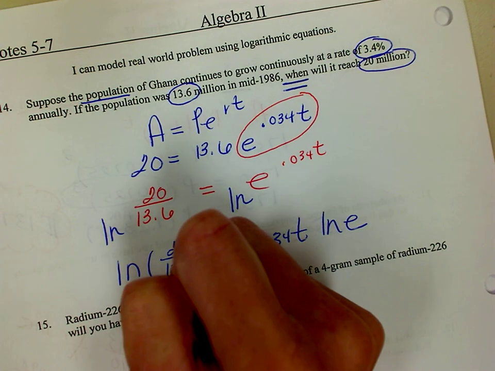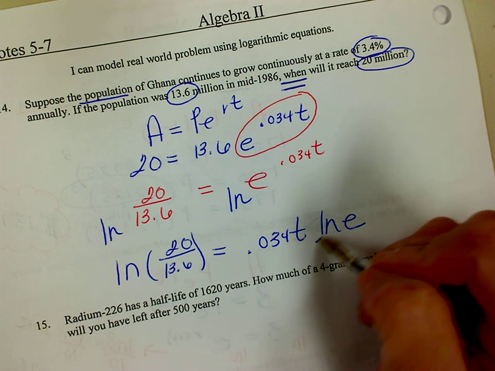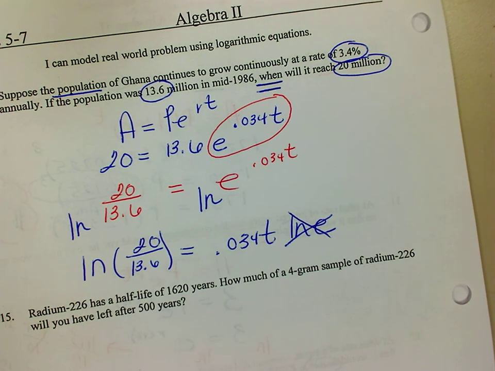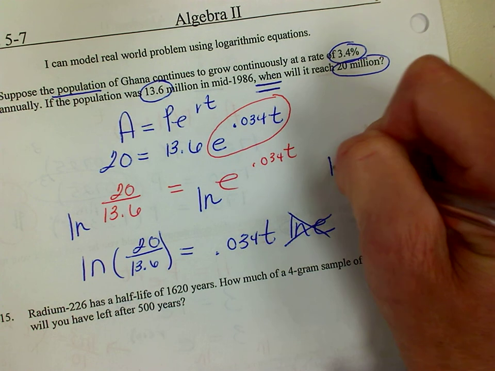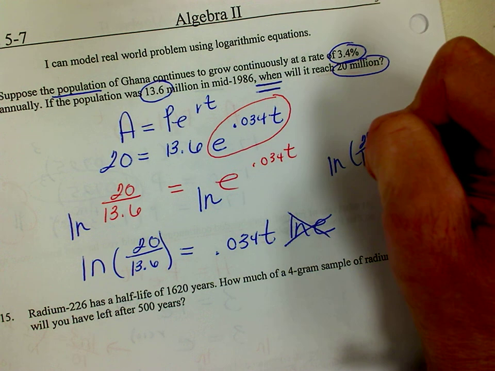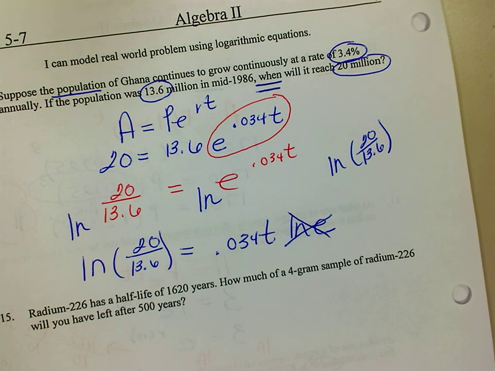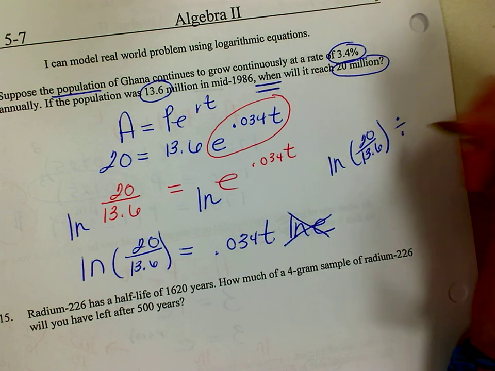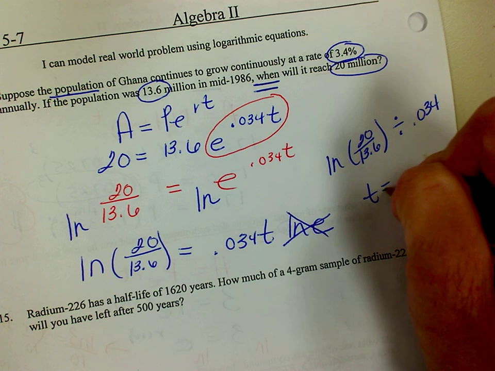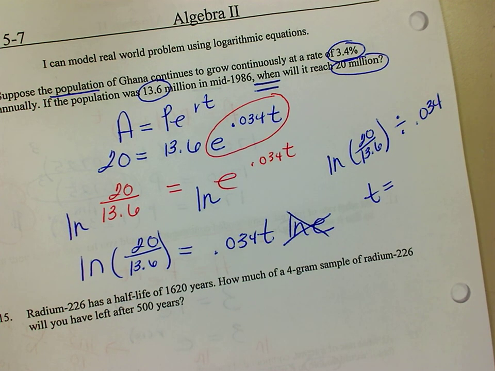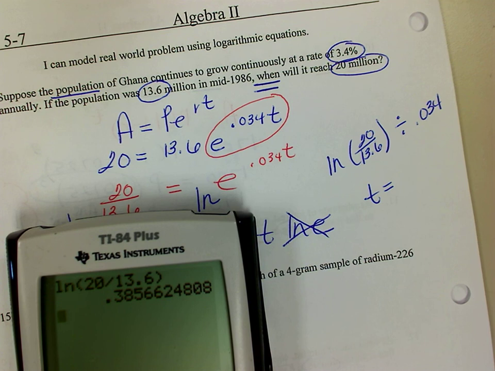All right, so this right here is 1, so I can just cross that off. And then to get t by itself, I just divide this over. So I'm going to put this in my calculator first, and then I'm going to divide whatever I get by 0.034. Okay, the natural log of 20 divided by 13.6 is that, and then I'm going to divide that by 0.034.